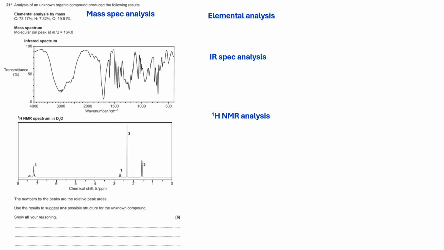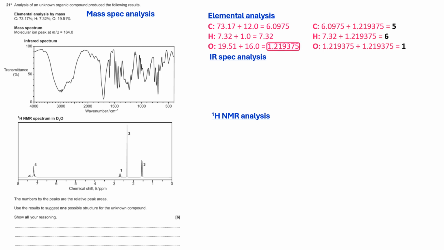So starting at the top where we've got the elemental analysis by mass, the first thing to do is to take each element and divide the percentage by the relative atomic mass. That gives you a ratio, and to clean the ratio up so that it's whole numbers, you can divide everything through by the smallest, which happens to be 1.219375. So that gives us C5H6O as our empirical formula.